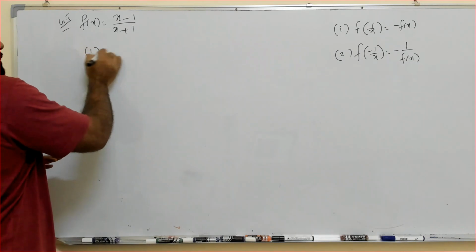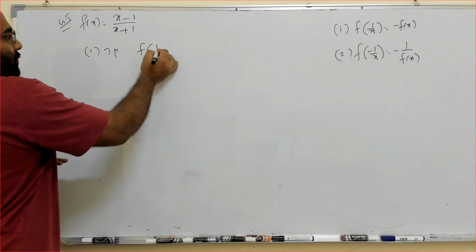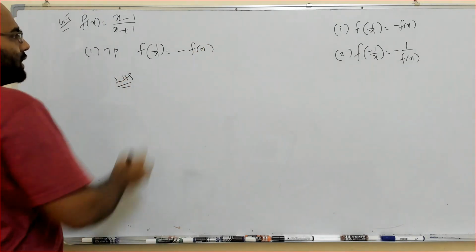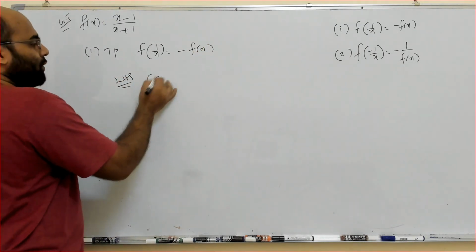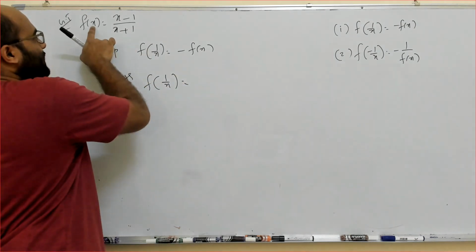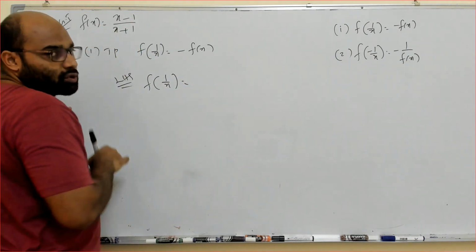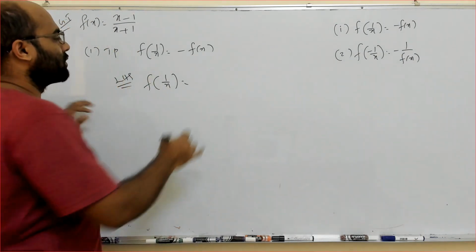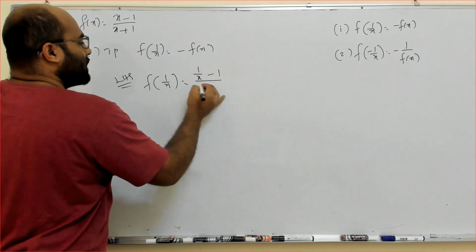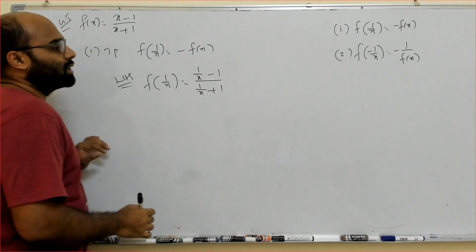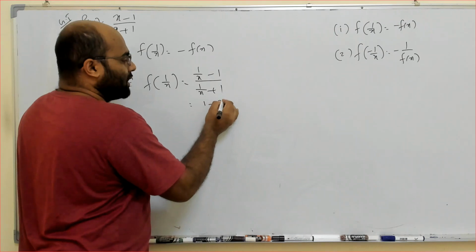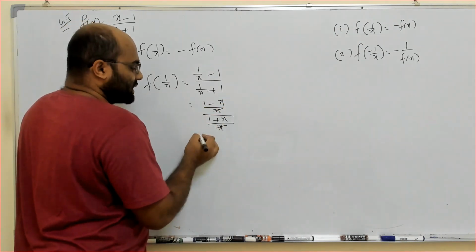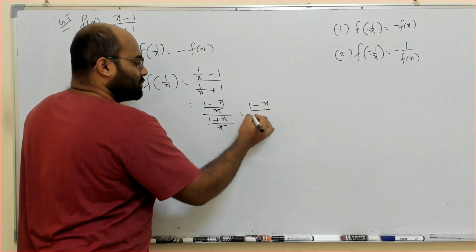To prove the first one, f of 1 by x equal to minus of f of x. LHS part, you can try, no need to wait for me. f of 1 by x equal to, see, if it is x minus 1 by x plus 1, if it is 1 by x, what will be 1 by x minus 1 by 1 by x plus 1. Now take new LCM. So 1 minus x by x divided by 1 plus x by x, and x cancel. We got 1 minus x by 1 plus x.